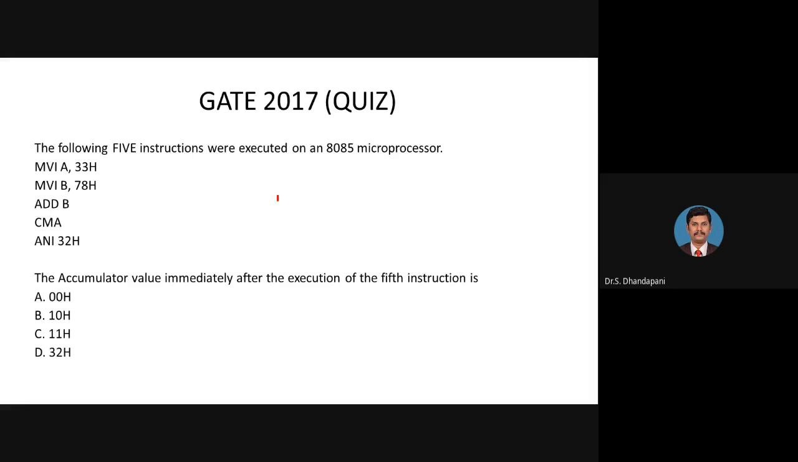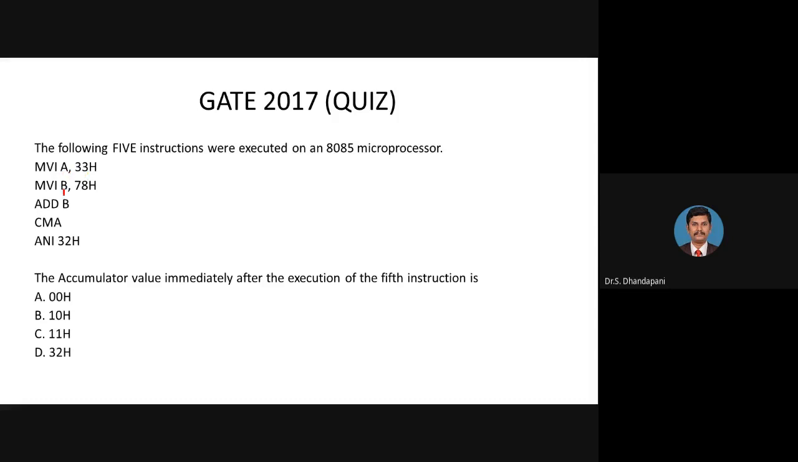Another question from GATE 2017. 5 instructions were executed on the 8085 microprocessor. The first instruction, MVI A, 33. The meaning of this instruction is move immediately to A the value 33. 33 is an 8-bit number. That 8-bit data is stored into A.